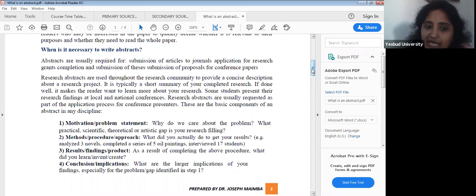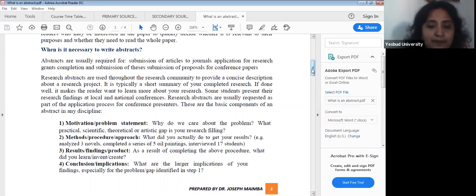Now, research abstracts are used throughout the research community to provide a concise description of a research project. It is typically a short summary of your completed research. If done well, it makes the reader want to learn more about your research. Some students present their research findings at local and national conferences, and research abstracts are usually requested as part of the application process for conference presenters. These are the basic components of an abstract in any discipline.